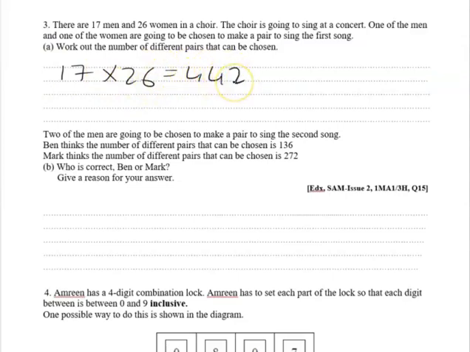442. Now, even though they're said different pairs, as the two groups are distinct, we can't divide it by 2. Unlike the next question, where they say 2 of the men are going to be chosen to make a pair to sing the second song. Ben thinks the number of different pairs that can be chosen is 136. Mark thinks the number of different pairs that can be chosen is 272.